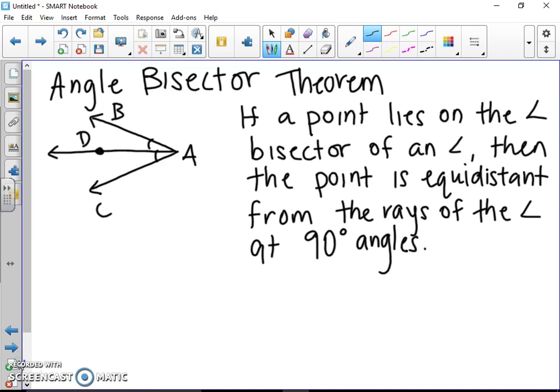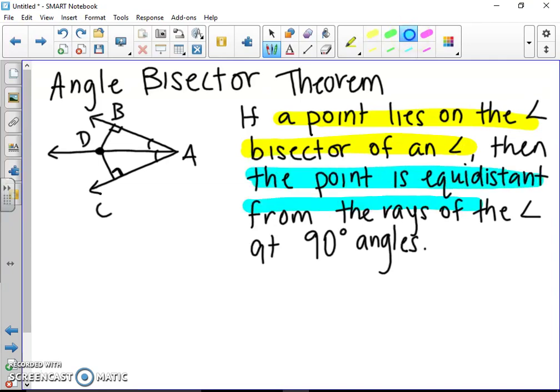So we have a point, and it means that when you're drawing a segment, you're connecting this point to that ray, it's connecting at a 90-degree angle. So it's not going to connect like that or something like that. It has to connect at a 90-degree angle, okay? And in our picture, you know, our picture isn't measured perfectly, but we're going to denote that this is a 90-degree angle by putting that little box to show that, okay? So again, I'm just going to highlight my hypothesis and my conclusion. If a point lies on the bisector of an angle, then the point is equidistant from the rays of the angle at 90-degree angles.